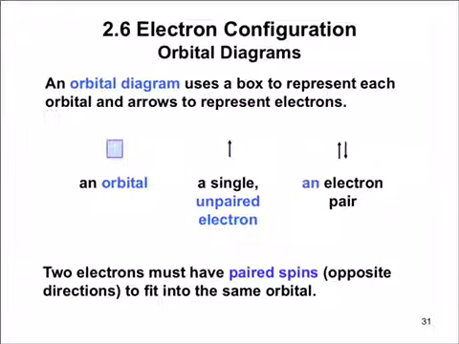Now there are multiple ways that we can show electron configurations. The first we're going to use is an orbital diagram or a box diagram. Box diagrams show orbitals as, well, you guessed it, boxes.